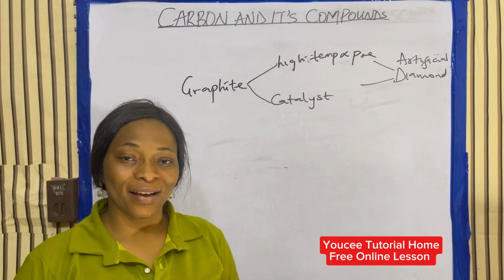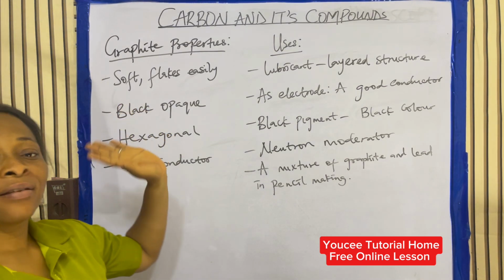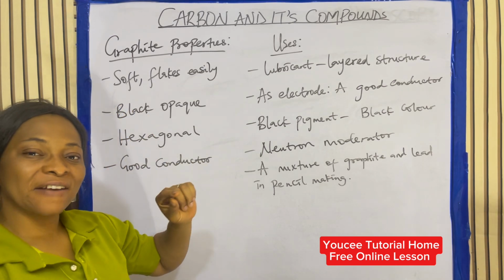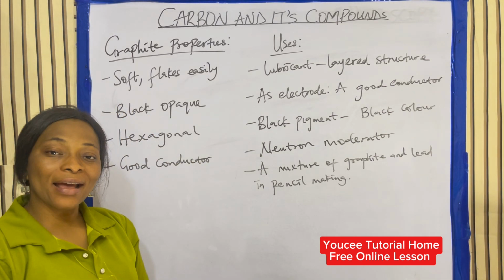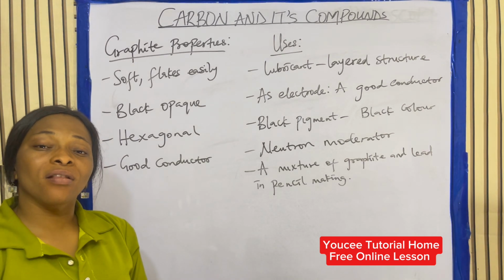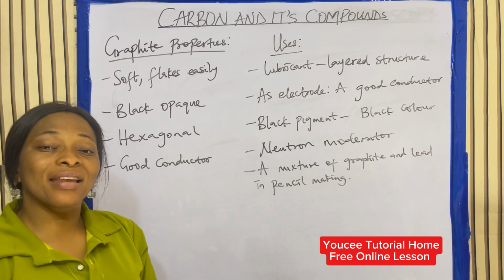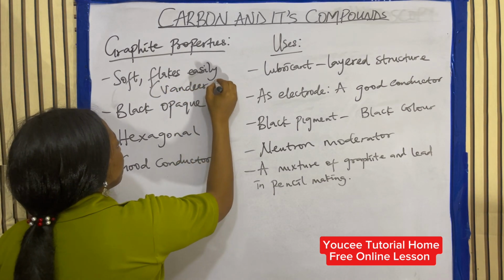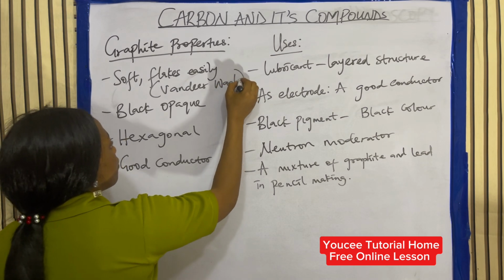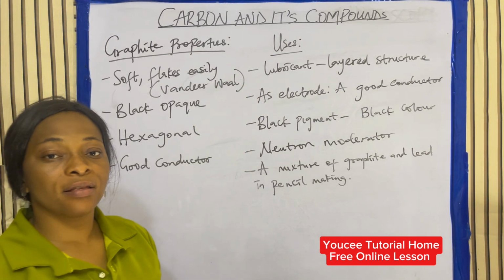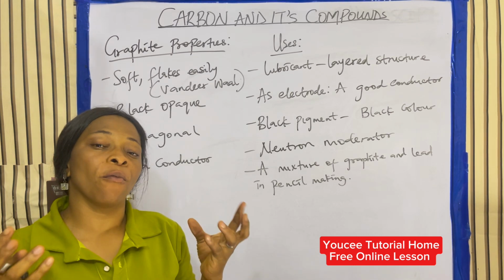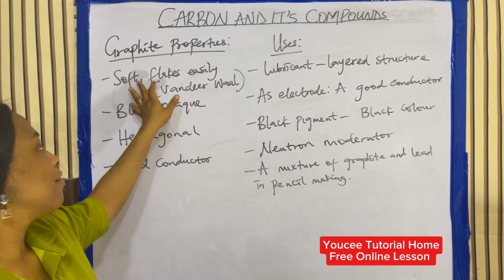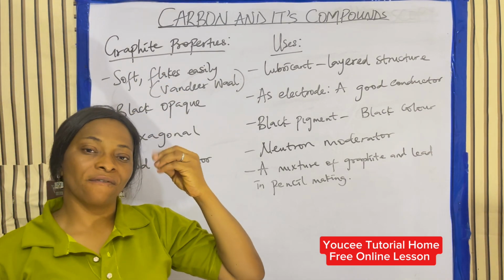Now let's look at graphite. Okay, so let's look at the properties of graphite. Graphite is soft and flakes easily. Why? It is simply because it has what we call van der Waals forces. These van der Waals forces, we know, are the weakest form of bond. Hence, graphite is soft and flakes easily.